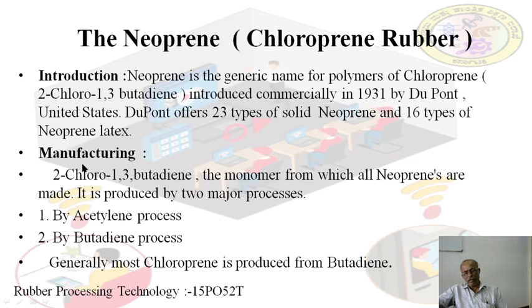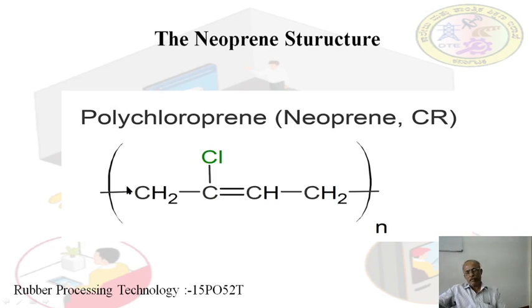Manufacturing: 2-chloro-1,3-butadiene is the monomer from which all neoprenes are made. It is produced by two major processes. One is the acetylene process, the second is the butadiene process. Generally, most chloroprene is produced by the butadiene process. The neoprene structure: polychloroprene, or neoprene, or CR. CR means chloroprene rubber.